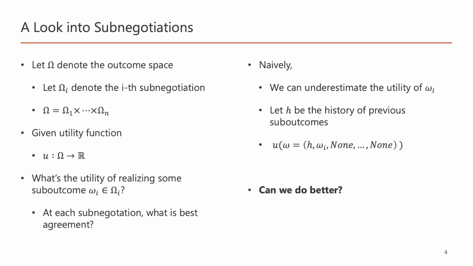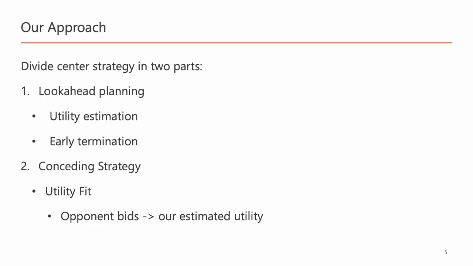Naively, we can always underestimate this utility for some sub-outcome. We can just assume that we'll do our worst, and we'll always have a disagreement in future sub-negotiations, as shown by the none appended for the rest of the history. However, can we do better than this naive underestimation?